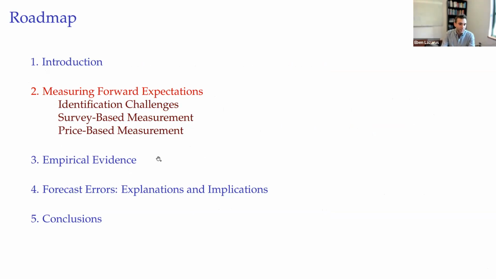Then I'll discuss the evidence that we find when we measure data on forward expectations. And I'll talk about the forecast errors that we back out. There's a meaningful, predictable component to them. And we'll talk very quickly through some candidate explanations for those predictable forecast errors, and then for a bit longer about what we think their implications are before wrapping up.